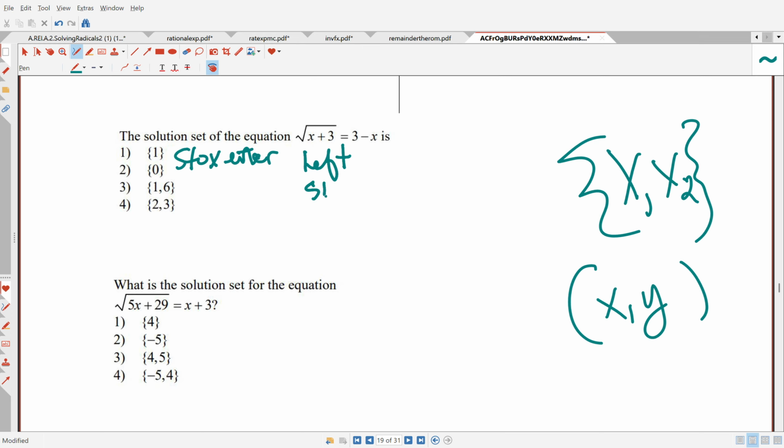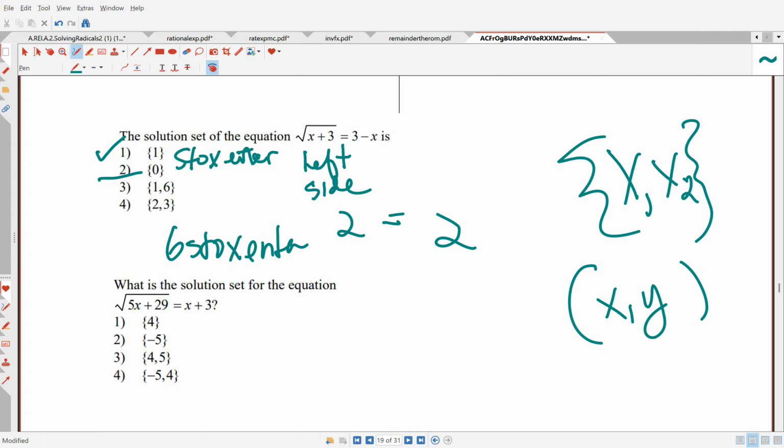Now plug in the left side. The left side is radical x plus 3. What do you get? Hit enter. 2. Now do the other side, 3 minus x. Just plug it in the middle. Simple math. 3 minus x. What do you get? 2. Did they equal each other? Yeah. So 1 worked.